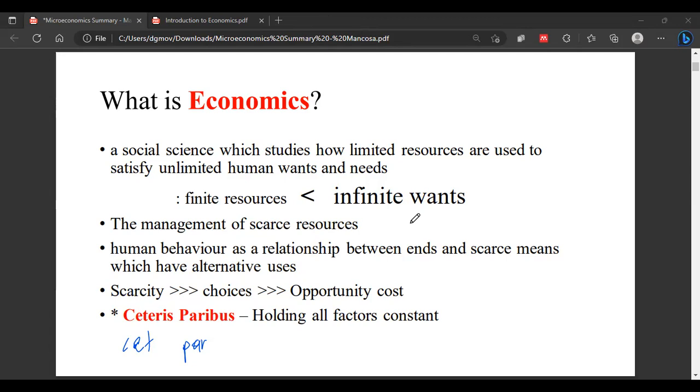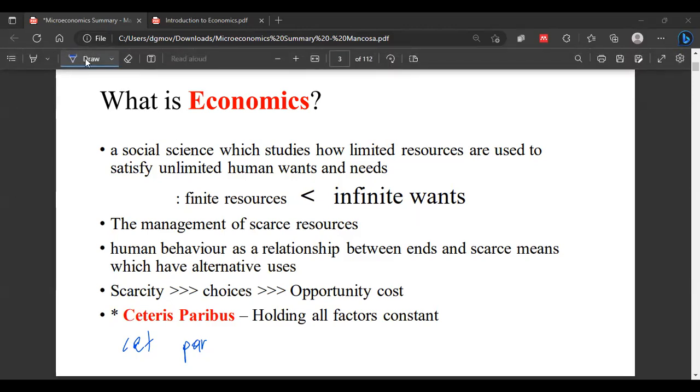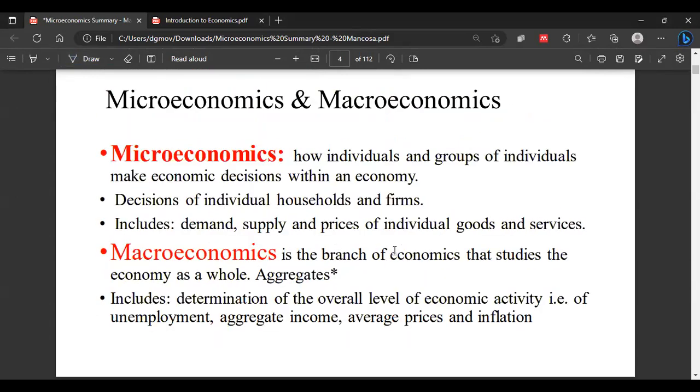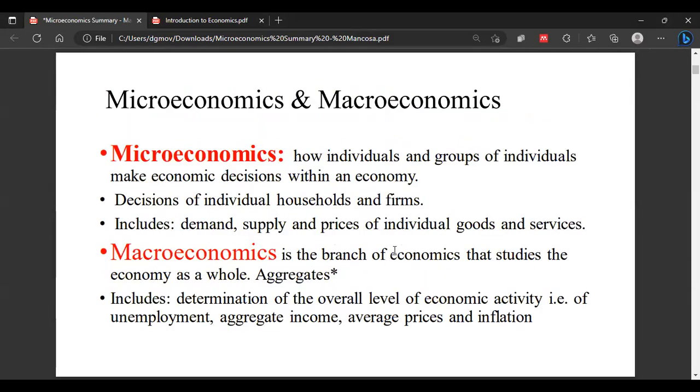Right. So that was just the introduction of what is economics. A social science which studies how limited resources are used to satisfy unlimited human wants. We will come back and then try to explain what are these resources in economic terms. We just gave our basic understanding of these resources, right? And it makes sense for us to do that now. Now let's move on and try to distinguish between microeconomics and macro.